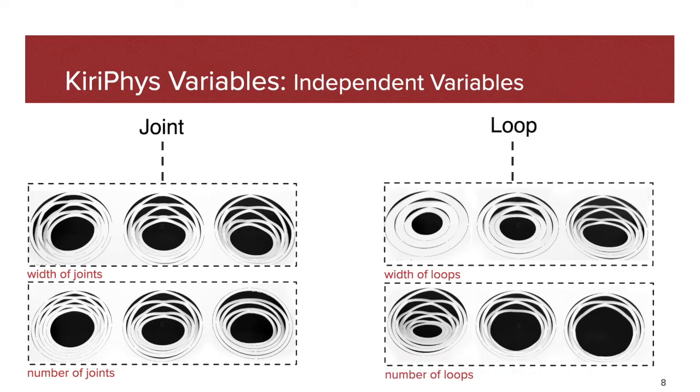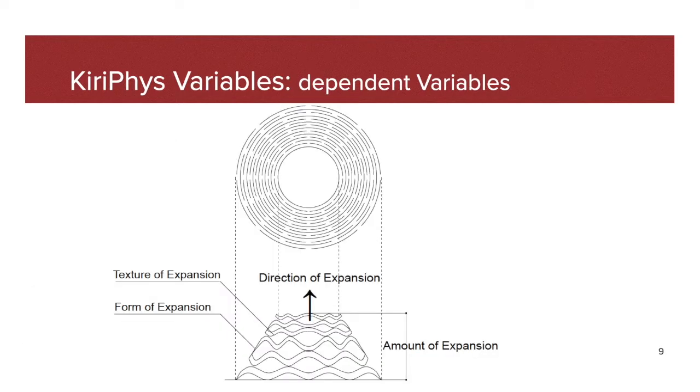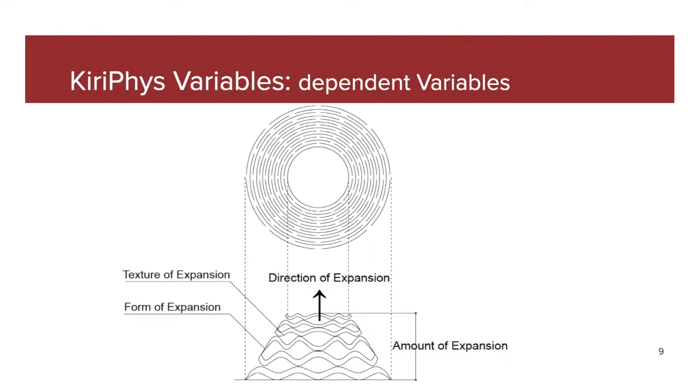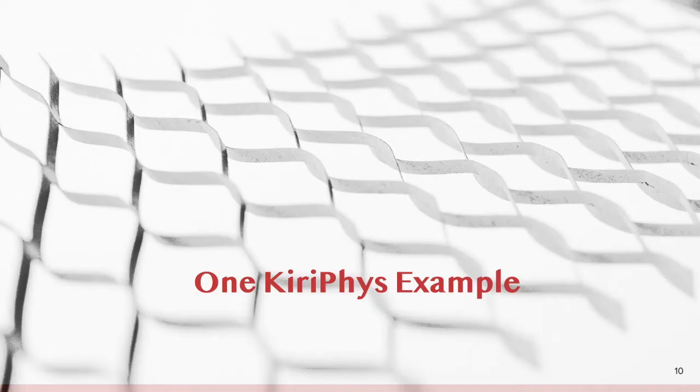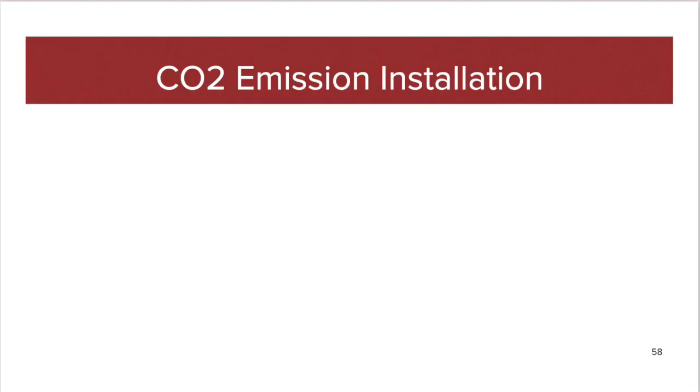These independent variables then affect the cut pattern's expansion amount, direction, and texture that are revealed upon interactively pushing or pulling the cut pattern. Having independent and dependent variables in Kirfiz enables physicalizing datasets with relationships in values. To illuminate this quality and some interaction possibilities of Kirfiz, we discuss one Kirfiz example, the CO2 emission installation, which physicalizes CO2 emission data for the largest CO2 producers in the world.